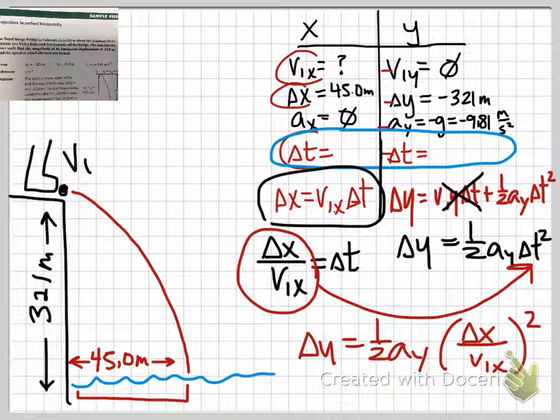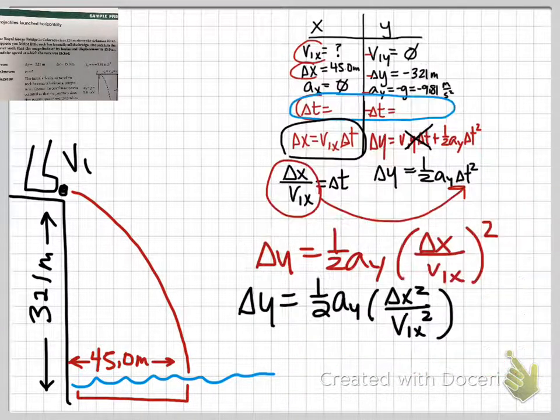Can you now solve for v_ix? Of course you can, or we wouldn't be doing this. So I distributed the square. Delta y equals 1/2 a sub y times the quantity delta x squared over v_ix squared. I am going to unpack this, and of course I've got my delta x squared over v_ix squared not only in parentheses but with exponents, so I'm going to hold on to that for last. I'm going to multiply both sides by 2. So I get 2 delta y equals a sub y.